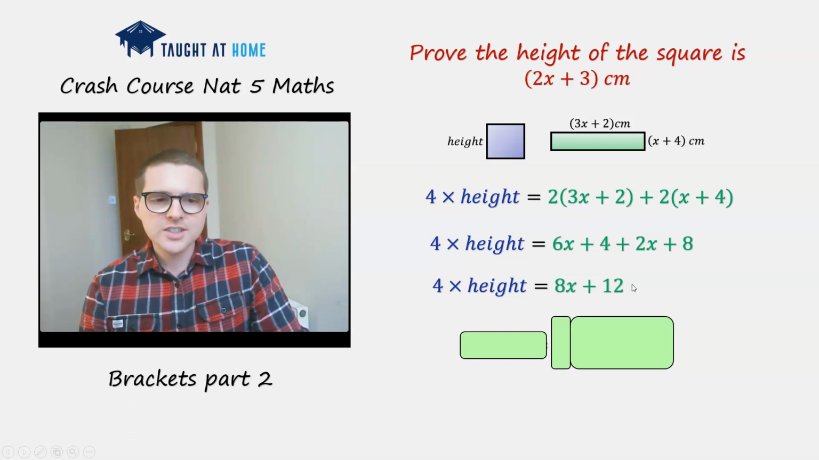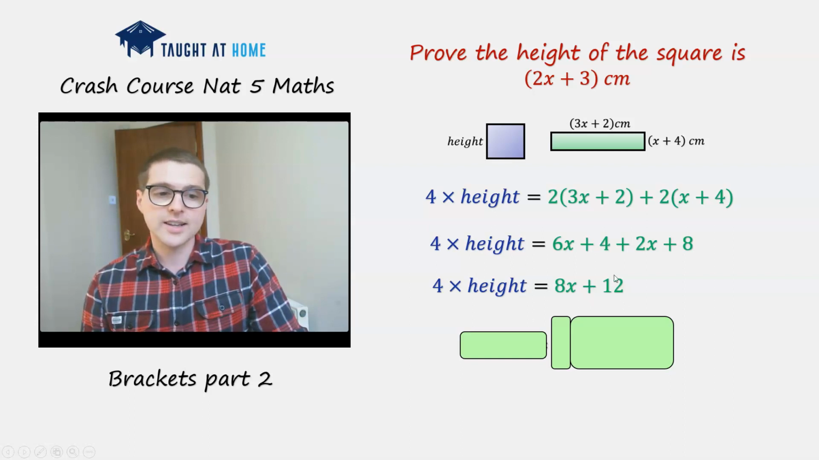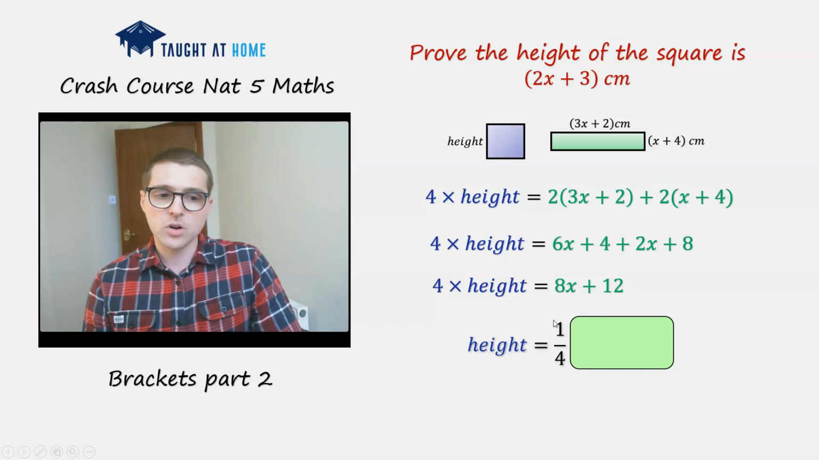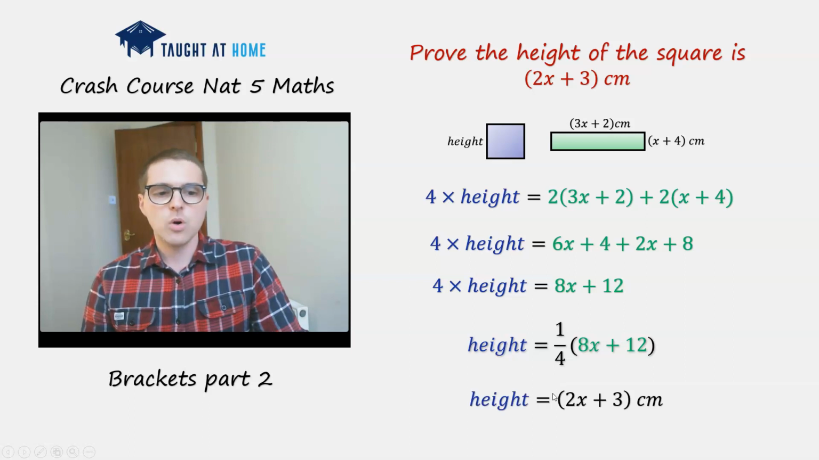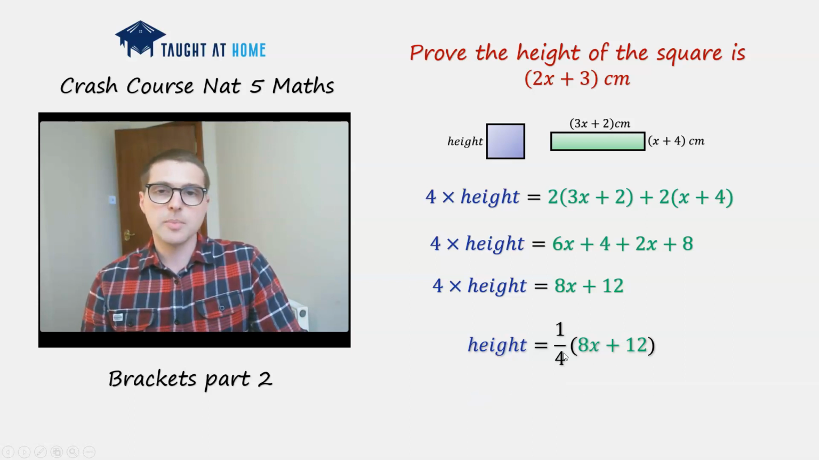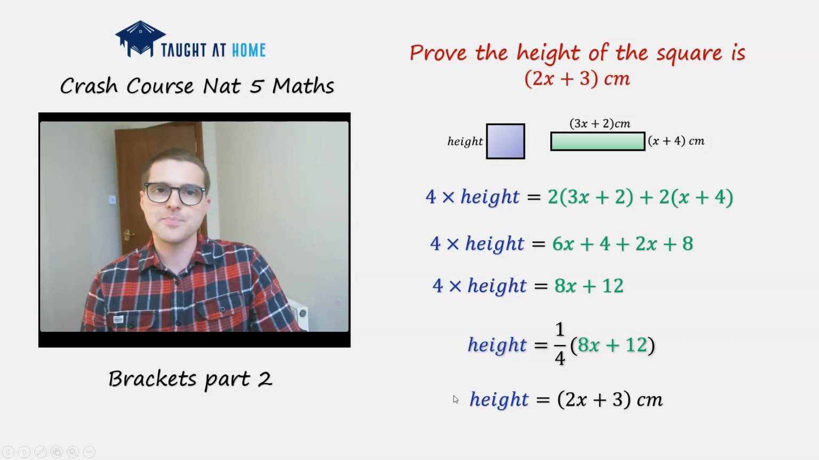Right then, so this is 4 times the height. So 4 times the height, so what would one of the heights be? Well, if 4 heights is this, all we do is divide this by 4 to get the length of one height. So the length of one height is 1 divided by 4 of this term here. And what we're doing, before we get there, we're dividing each term by 4. So we are distributing this time, but instead of multiplying, we're dividing. So it'll be 8 divided by 4, which is 2x, 12 divided by 4 is 3. So 2x plus 3 right there.